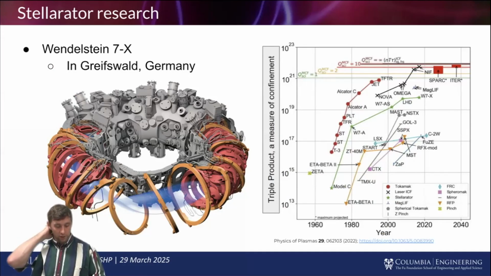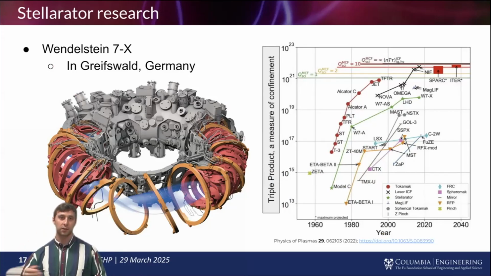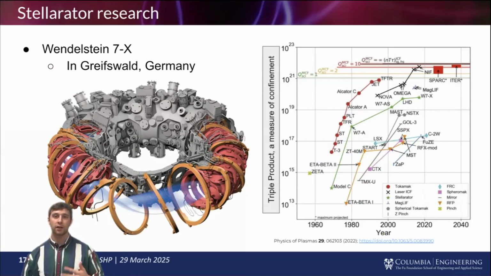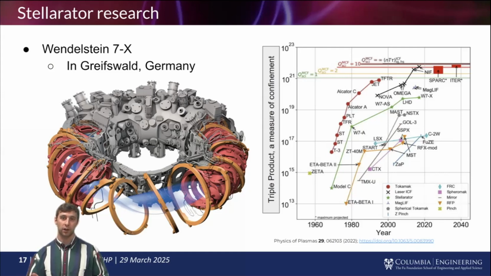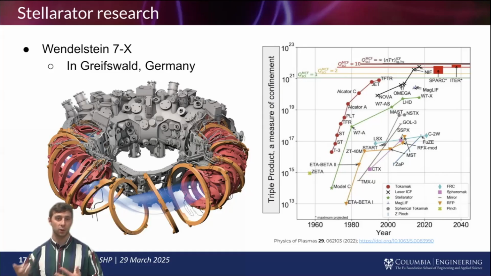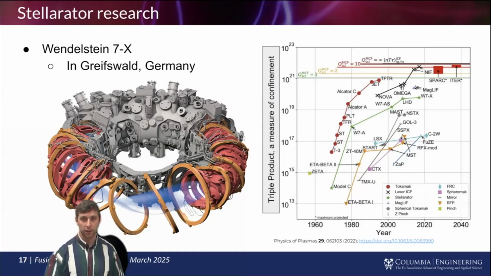And on the right of the slide here, you can see a comparison of the triple product achievements over the years with these different concepts. You can compare the tokamak concept in the red line, and you can see that because it achieved earlier funding and more attention in research, it was able to achieve higher triple products earlier on. But in the green line, you can see that the stellarator lineage has started to achieve similar triple products, and just because of the lower funding has lagged a little bit behind tokamak development.